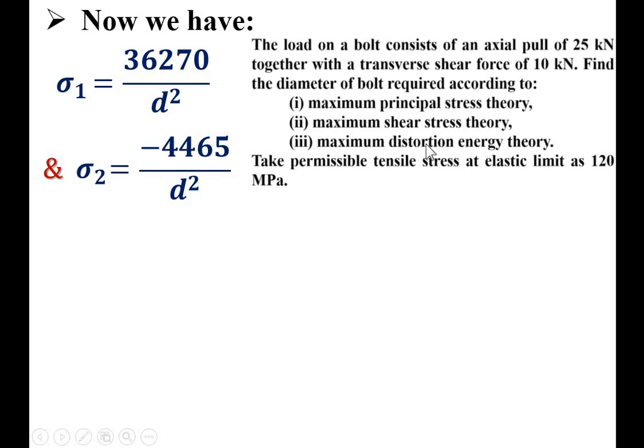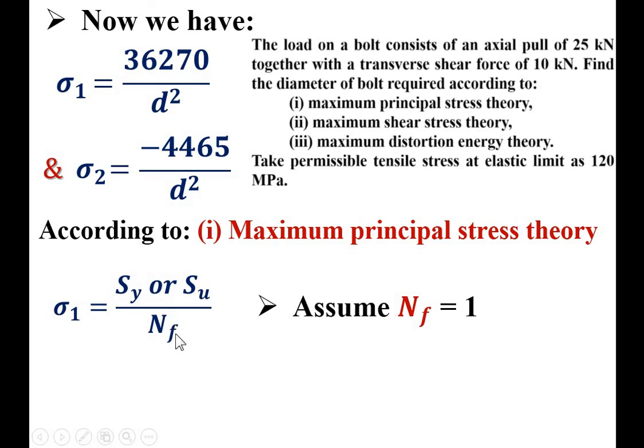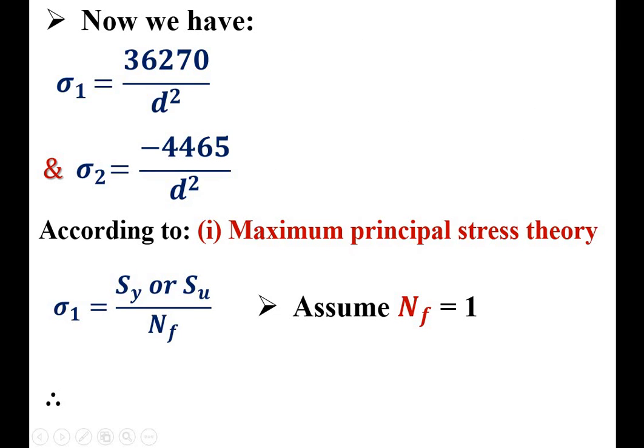So now look at this description. Now I can find the diameter of the bolt according to maximum principal stress theory. As we have discussed in earlier videos of the theories of failure, sigma 1 is equal to Sy or Su upon Nf. So that is the statement of the maximum principal stress theory. Here Nf, that means factor of safety, is not given to you in your description, so you can assume as 1. So sigma 1 is this one.